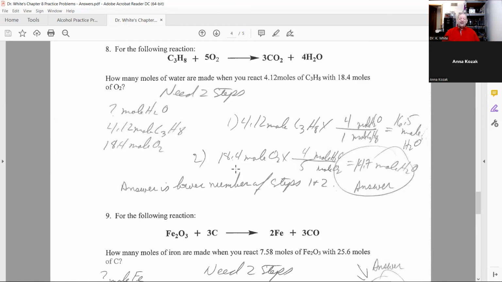So I do the math. These are both exact numbers, 4 and 5. This is 3 significant. We get 14.7 moles of water. Now we're being asked to find how many moles of water. And you look at step 1 and 2, whichever is the lower number is the correct answer. And it even says there, answer is the lower number of steps 1 and 2.